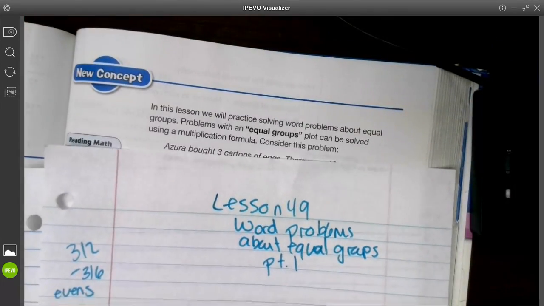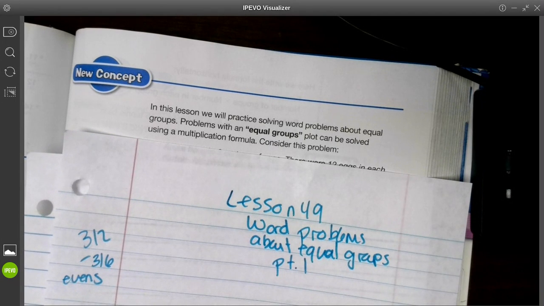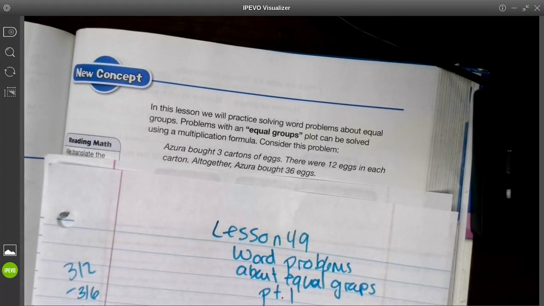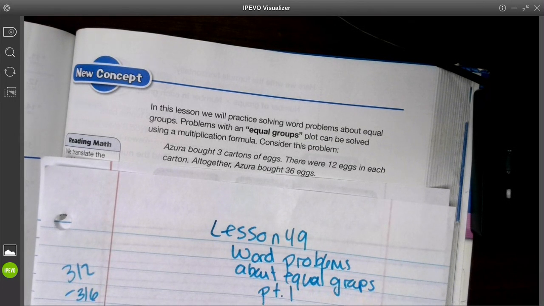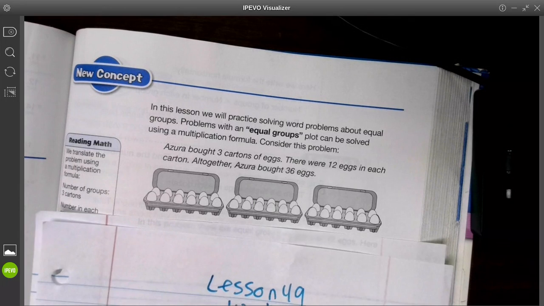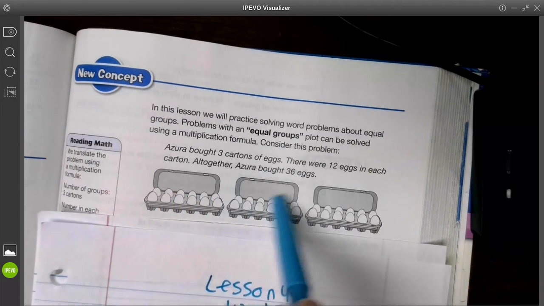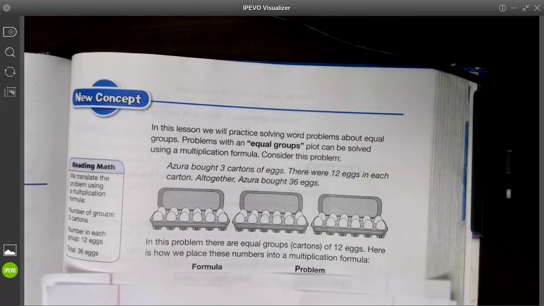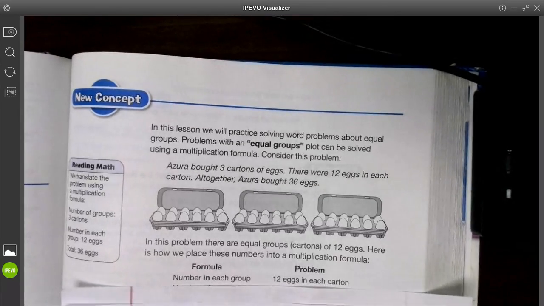In this lesson, we're going to practice solving word problems about equal groups. A problem with an equal group plot, because it is a word problem or a story problem, can be solved using a multiplication formula. A bought 3 cartons of eggs. There were 12 eggs in each carton. Altogether, he bought 36 eggs. Here are our eggs, there's our picture. This is a carton of eggs, and there are 3 of them. In this problem, the equal groups are cartons of 12 eggs.